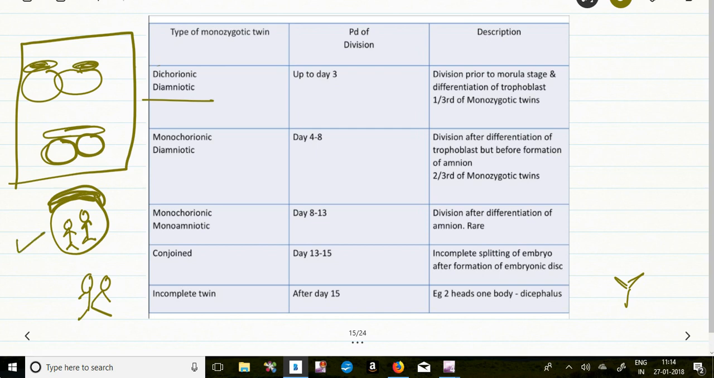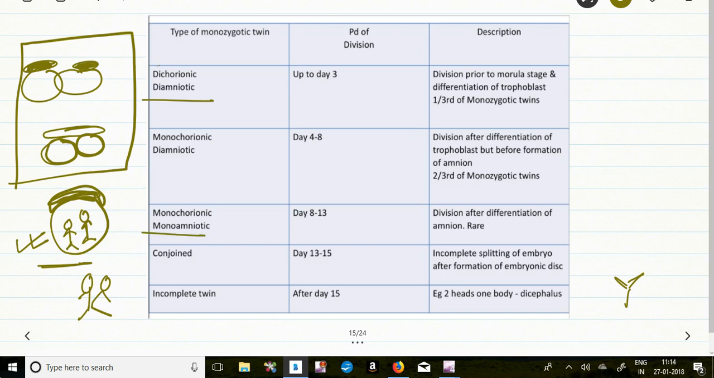Well, this is easy to diagnose. You have a single placenta, you have no membrane in between. So this is a different story. It is always difficult to differentiate between two placentas and one placenta. To differentiate between single amniotic sac and double amniotic sac is easy. You see the amniotic sac. If you don't see it, it is not there. So this is easy to diagnose, monochorionic monoamniosity.